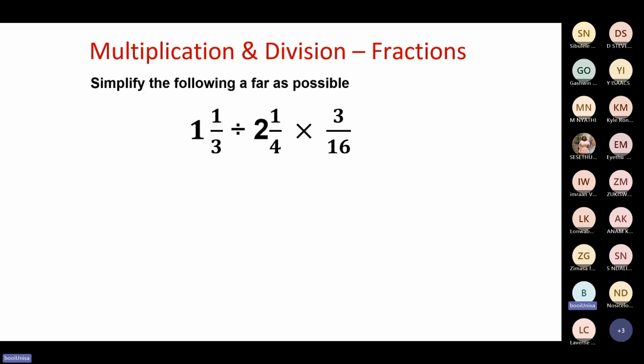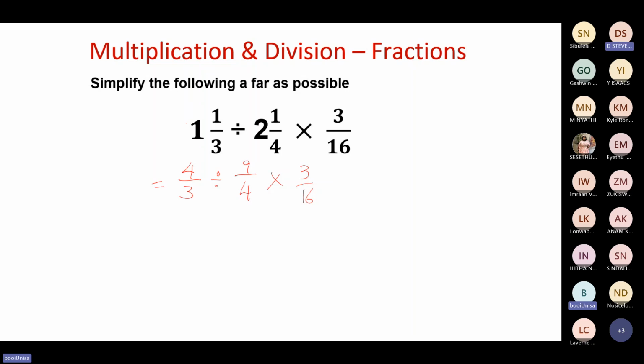Let's answer this question. So remember, you have mixed fraction. 3 times 1 is 3 plus 1 is 4 over 3. Divide by 4 times 2 is 8 plus 1 is 9 over 4 times 3 over 16. Now remember, addition and subtraction have same priorities. Division and multiplication, same priorities. We move from left to right.